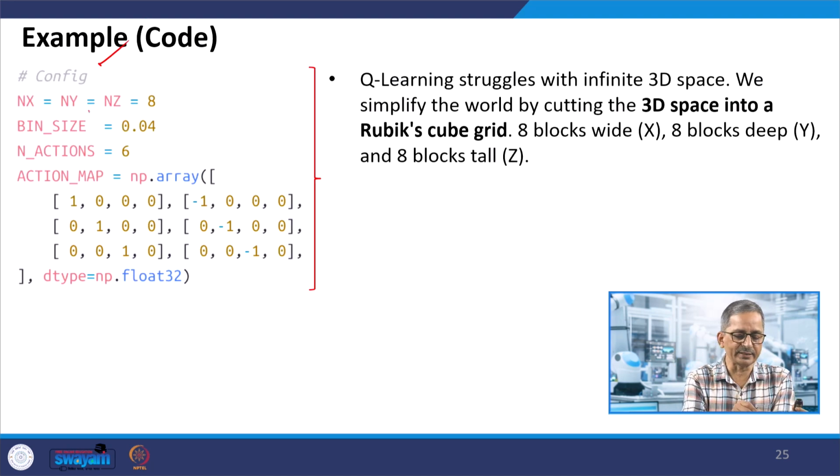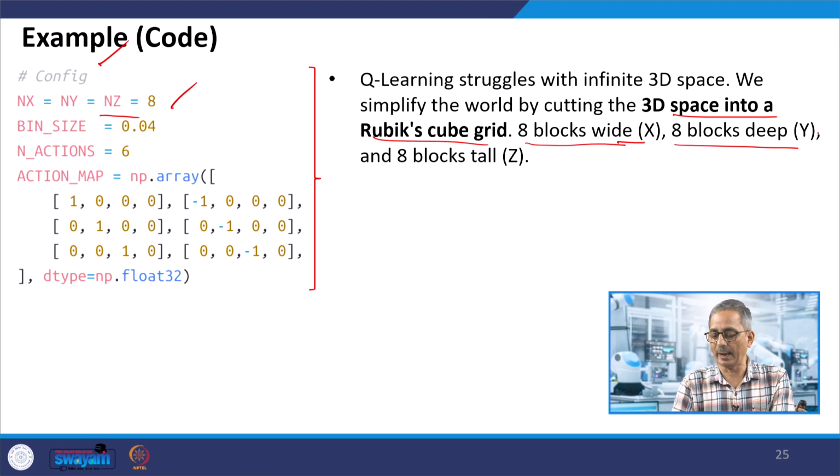So, we take nx, ny, nz equal to 8. What does this mean? I am talking about the 3D space like a Rubik's cube grid, where it is 8 blocks wide in the x direction, 8 blocks deep in the y, and 8 blocks tall in the z. So, it is something like this. This is your x, this is your y here, and you have the z here. So, it is just like your Rubik's cube grid.